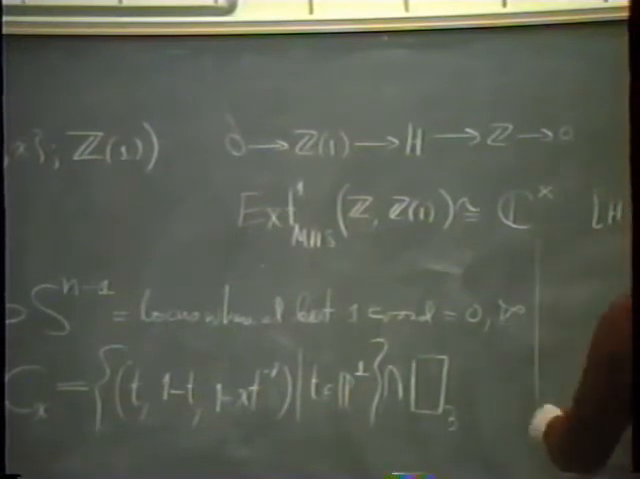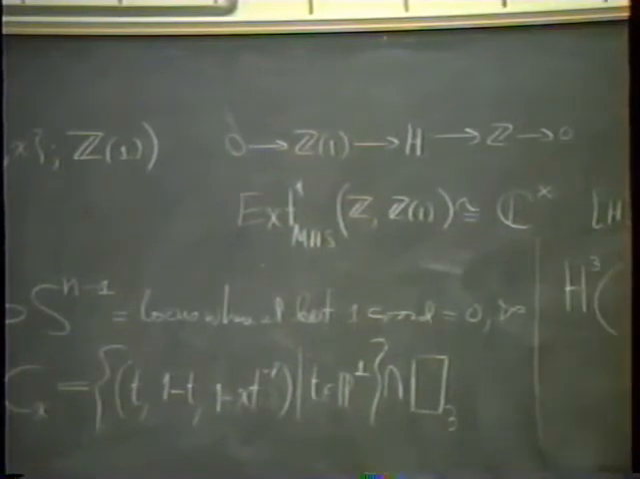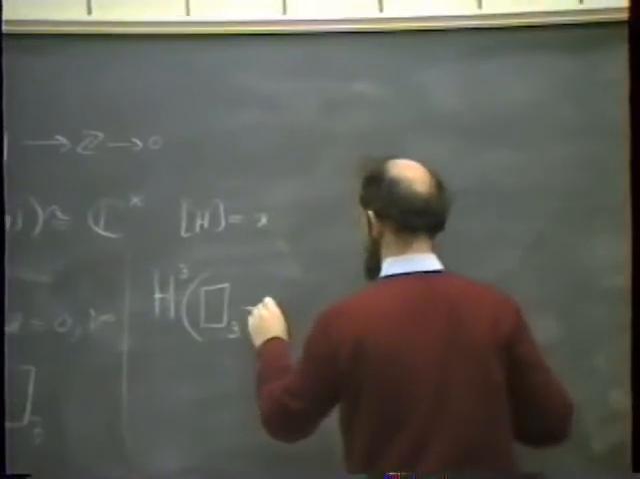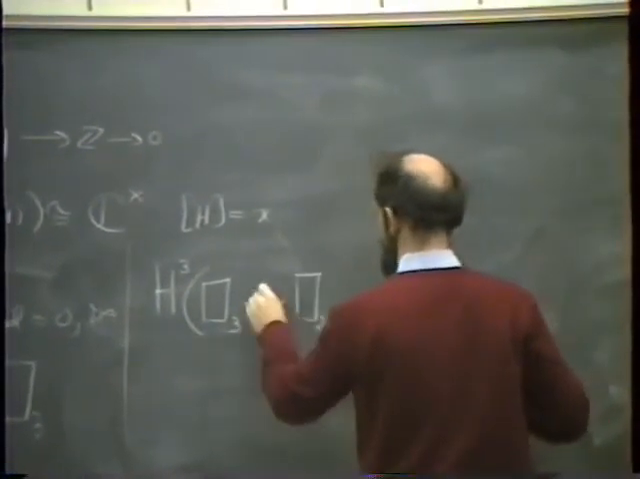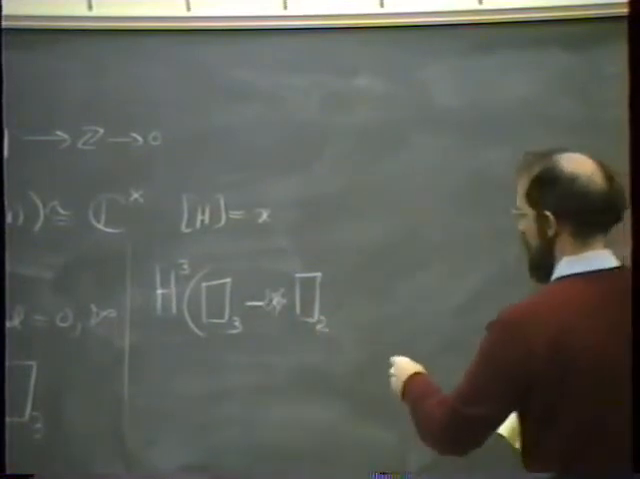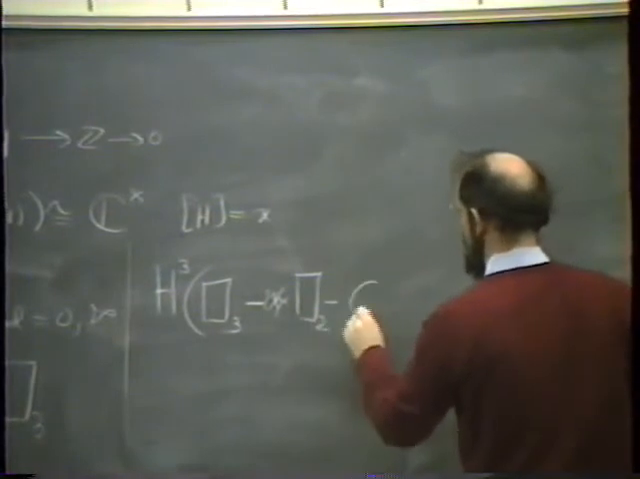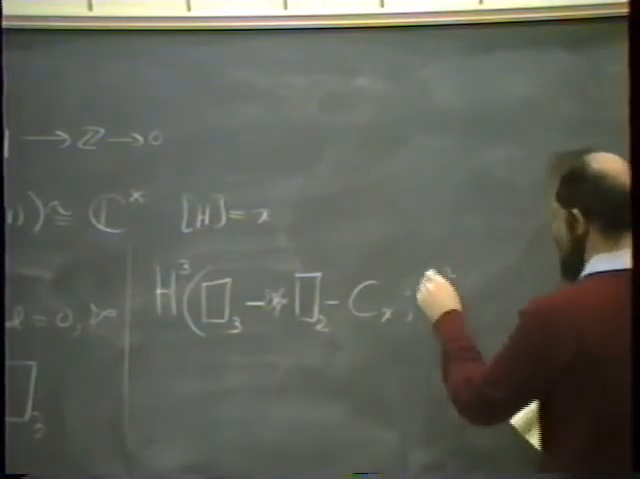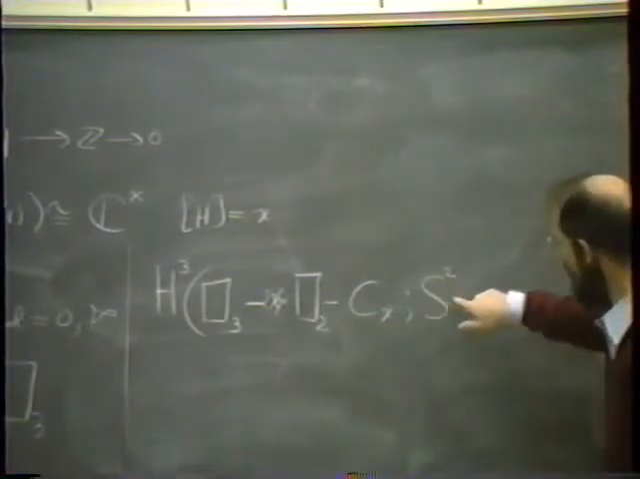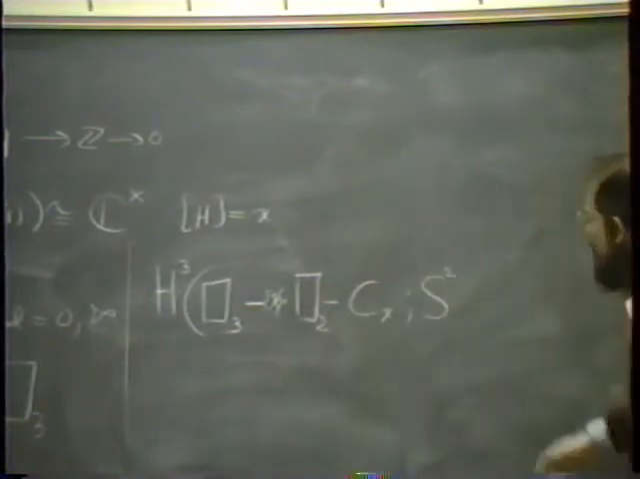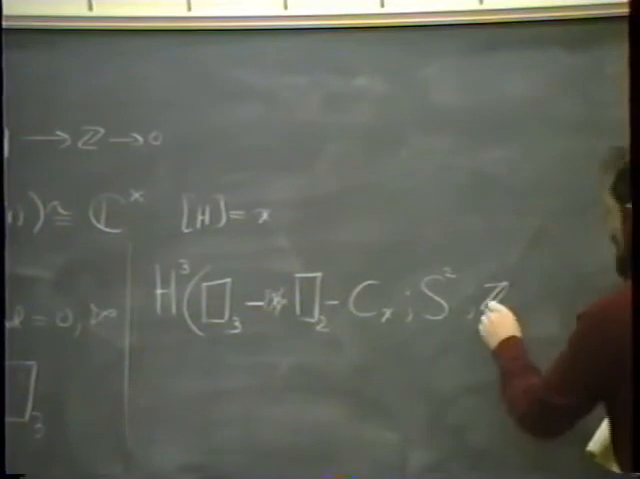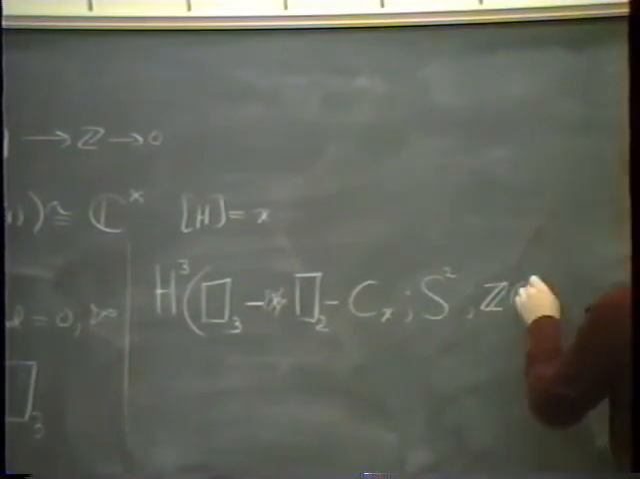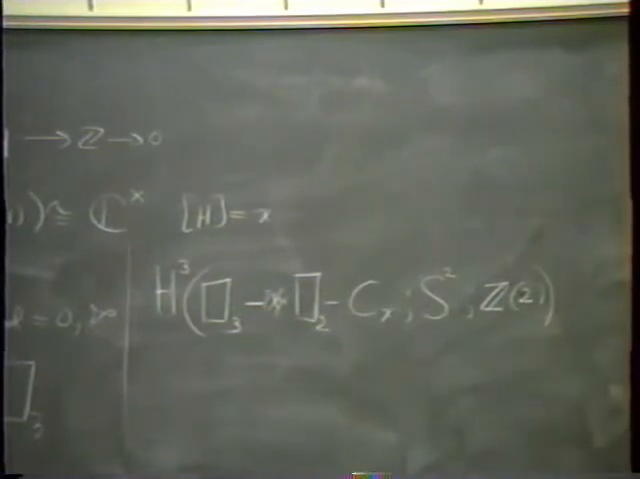Then I can look at the cohomology of box^3, and I'll remove the locus of points x cross box^2, just the singleton set x cross arbitrary second and third coordinates, and I'll also remove the locus of this C_x, and I'll view this as relative to S^2. Well, I won't write it, but what I mean is relative to S^2 minus wherever this removed locus meets S^2, and I'll take the Betti cohomology, but I'll shift the Hodge structure by 2 as indicated.